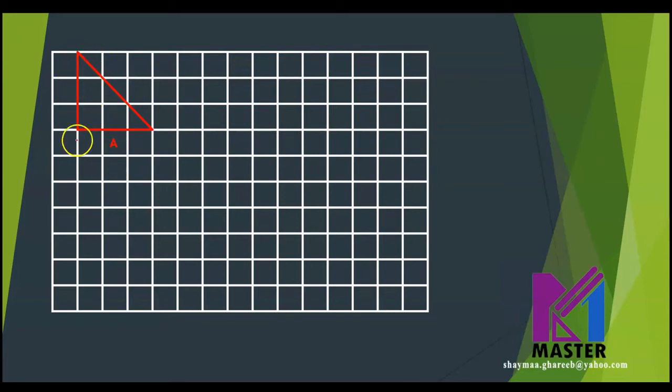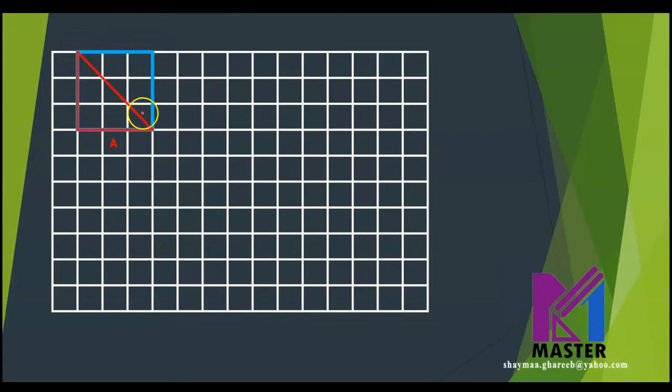Look at this triangle carefully. And now look at this square I made around this triangle. So now the triangle became half of this square. Can you see it, the blue one? So we can say that the area of this triangle is half the area of this square.